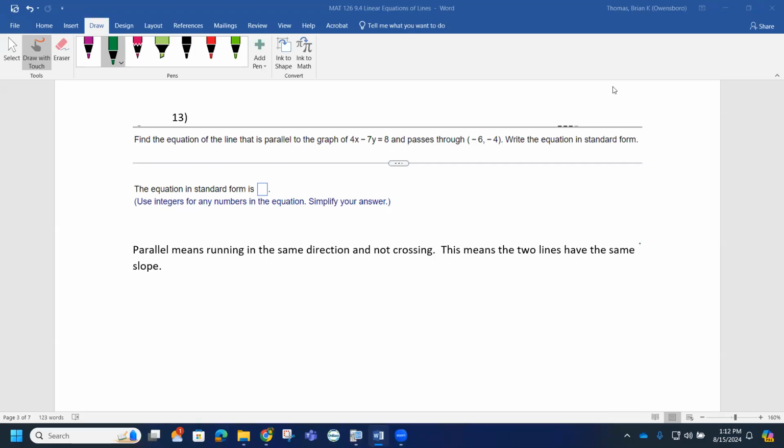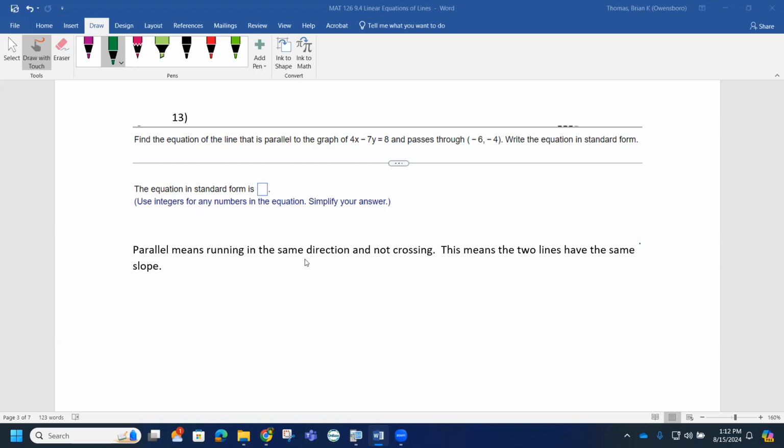So question 13 says find the equation of the line that is parallel to the graph of 4x minus 7y equals 8 and passes through the ordered pair (-6, -4). It also says write the equation in standard form. So there's a lot going on here.